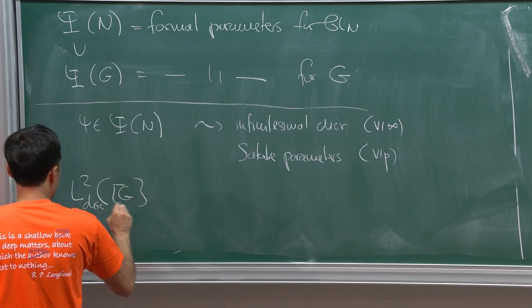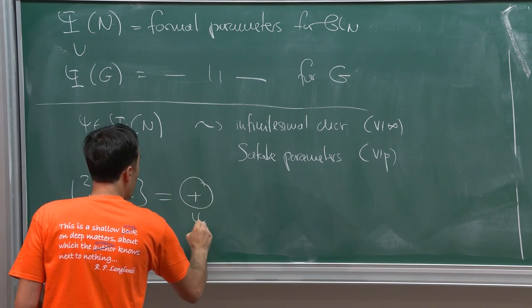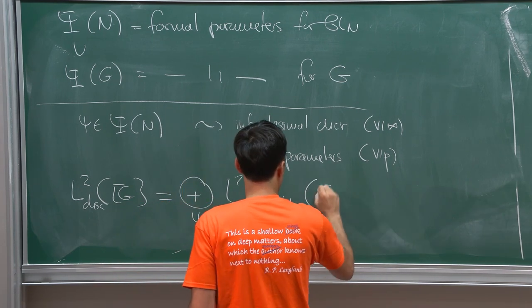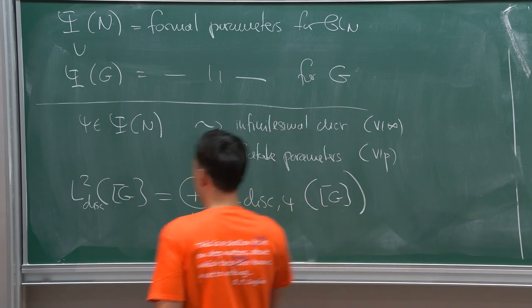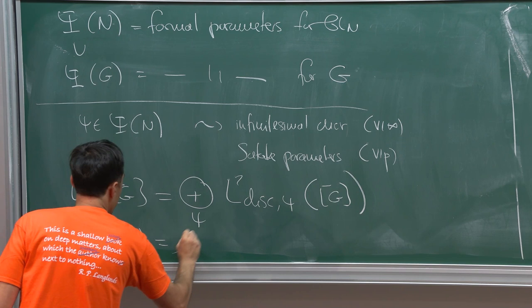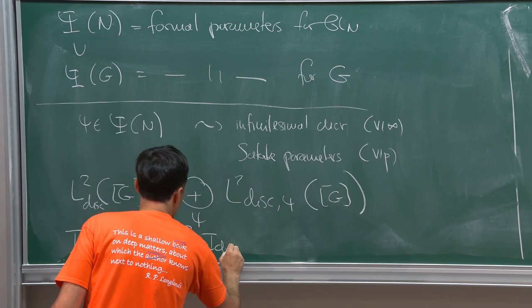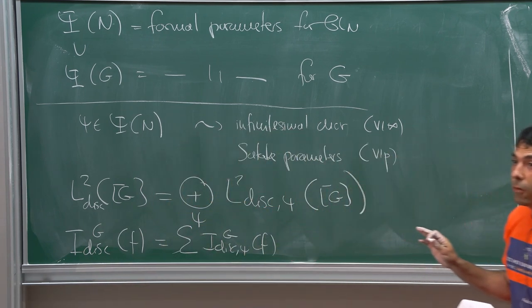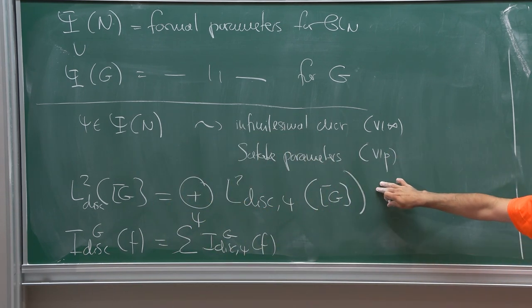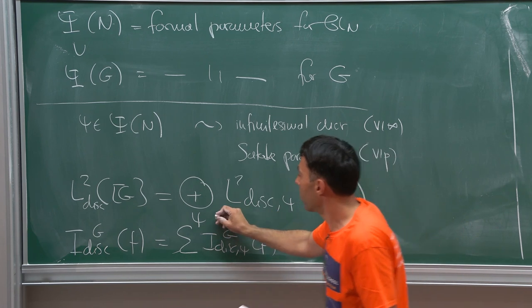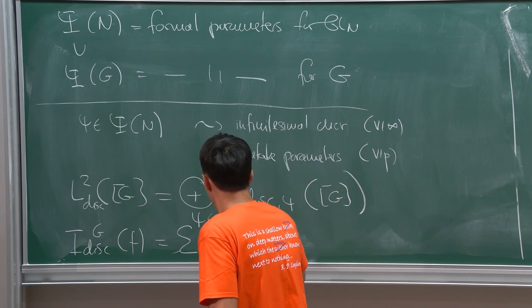So the discrete spectrum of G breaks up according to such parameters. And the same is true for I disk G as a sum. Okay. Now you might say, wait a minute, isn't the first thing already what we wanted? We wanted to decompose L2 disk into contributions of parameters. But notice that these parameters go over all parameters for GLN.